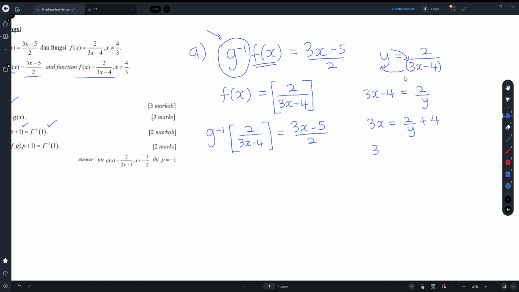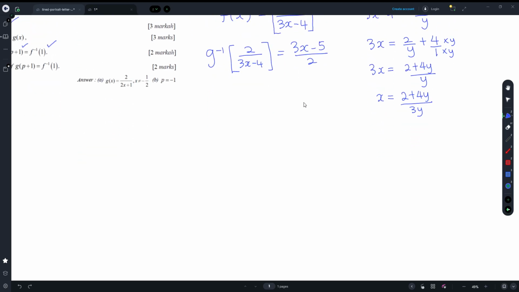Then I'll end up getting 3x is equivalent to (2 plus 4y) over y. This is because basically 4 is 4 over 1. I'm just multiplying by y to make it a single fraction. Then I'll end up getting x equals (2 plus 4y) over 3y, because the 3 goes down here as 3y. Okay, so take note. So that is x as the subject.